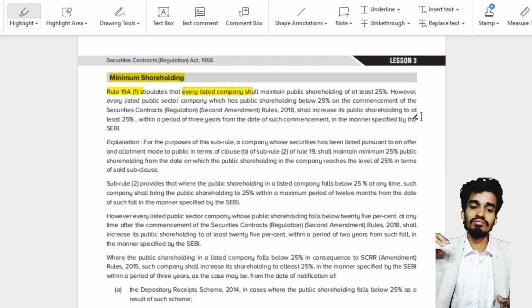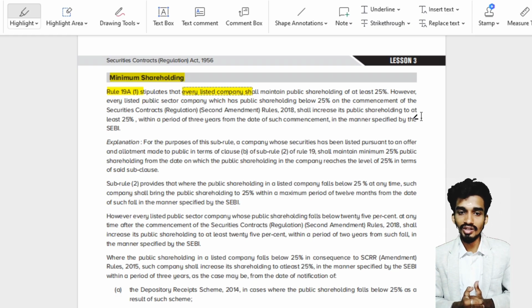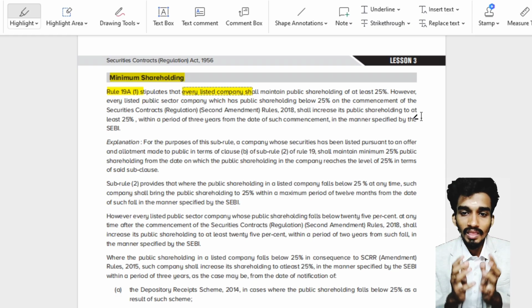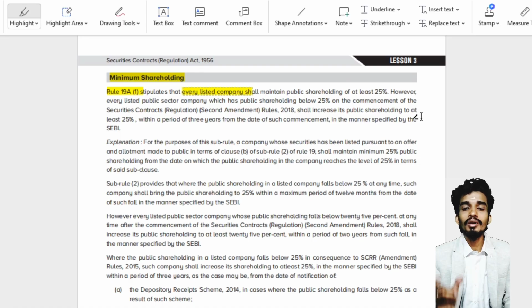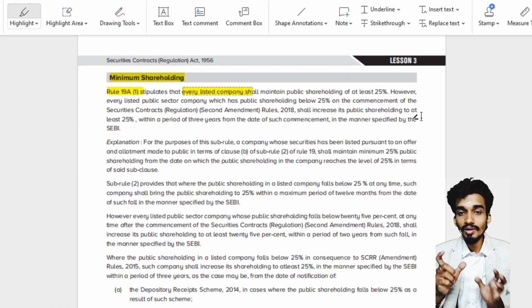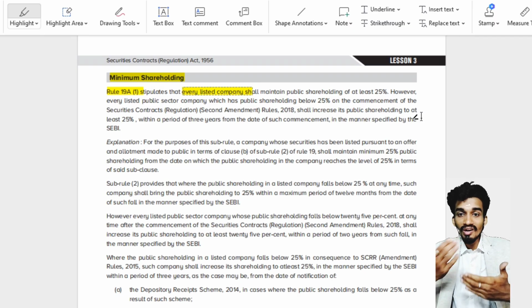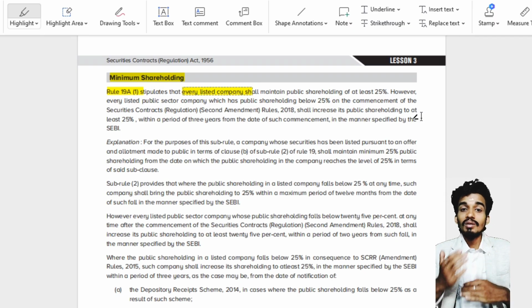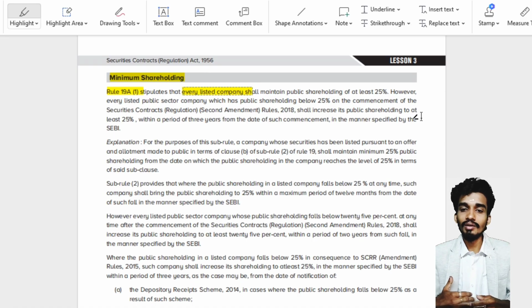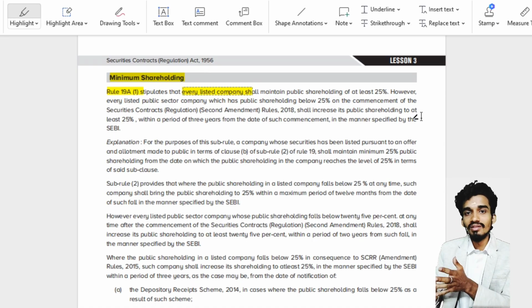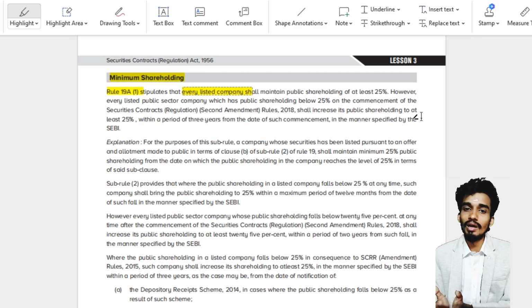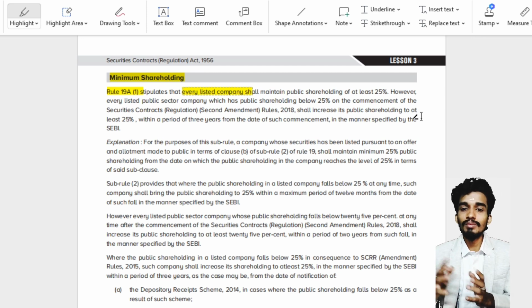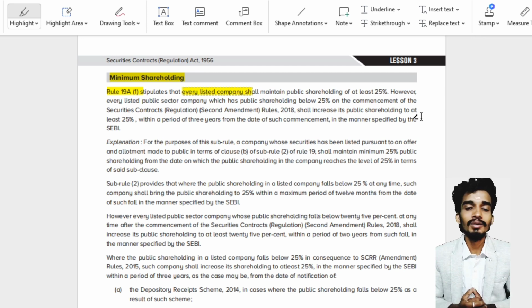Whenever a security is listed on the stock exchanges, in the company a minimum of 25% should be held by the public. The minimum public shareholding should not reduce below 25%. If the minimum public shareholding is 25%, what is the maximum shareholding the promoter can have? The maximum they can have is 75%.